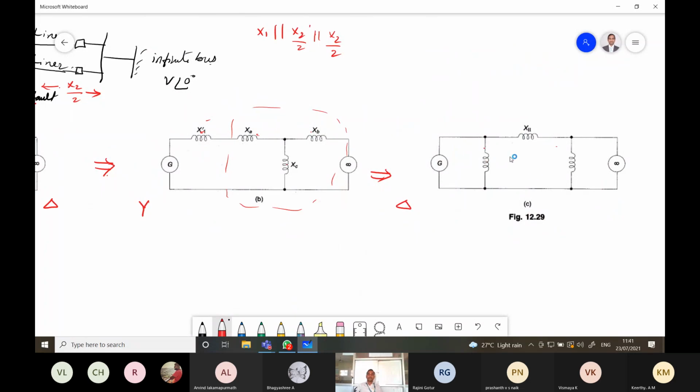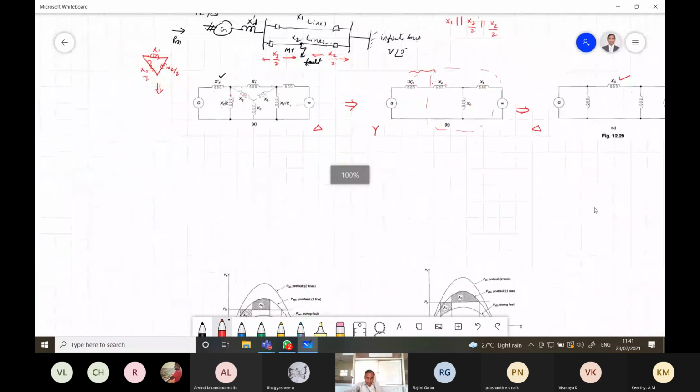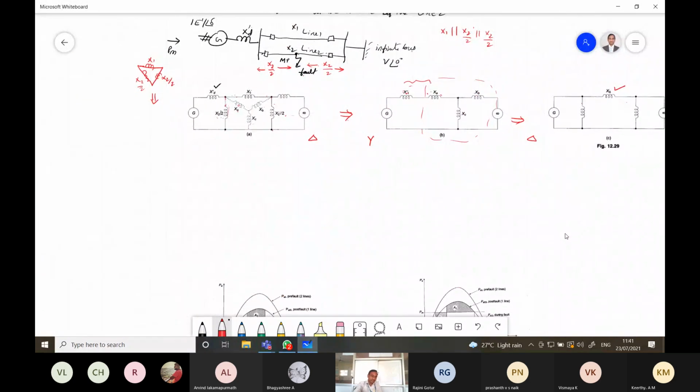We will get 3 reactances. Okay, and these two are in series. After getting the series, convert into delta. So finally we will get the reactance, taken as x2. Okay, this reactance is considered as x2, the equivalent reactance. So for that equivalent reactance we can write the expression.